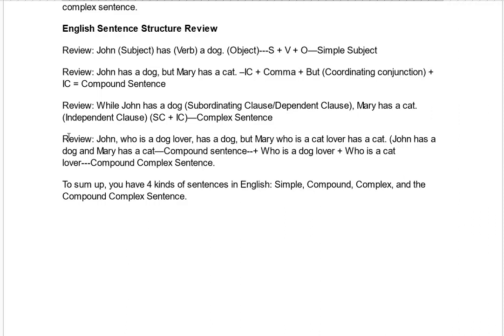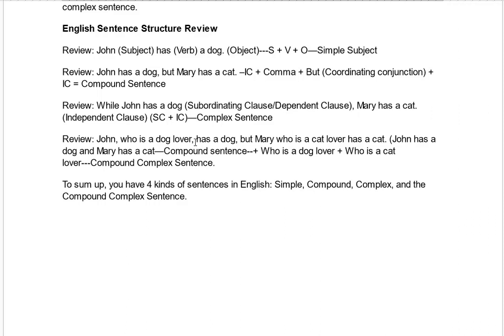Then you have a complex sentence where you have a dependent clause, while John has a dog, combined with an independent clause, Mary has a cat. And you put the two together, subordinating conjunction plus independent clause. That's a complex sentence. And then when you put a compound sentence and a complex sentence together as one sentence, then you have a compound complex sentence.